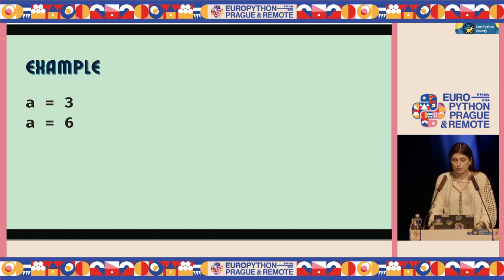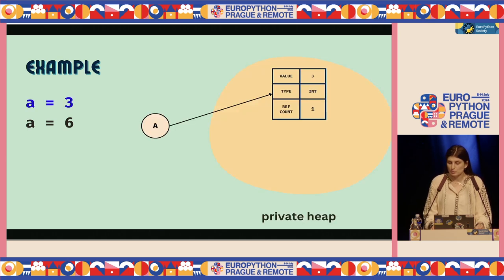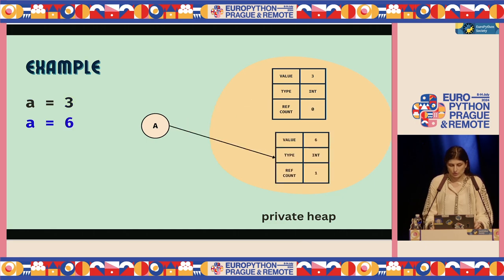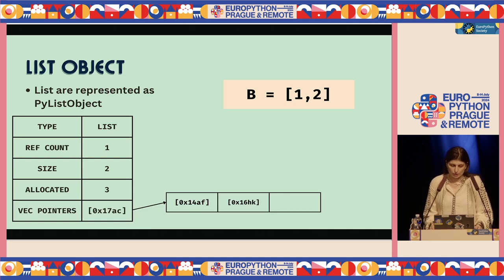But let's have a closer look at what's going on inside our memory during execution. We have two statements: 3 assigned to a and 6 assigned to a as well. When we assign 3 to a, it creates an object inside our memory: value 3, type int, reference count 1. After that, when we execute the following statement, we do not change the old object, but instead create a new object with value 6, type int, reference count 1. And for the old object, we decrease the reference count because it is no longer in use. Usually with constant data types, it will not modify the object, but instead creates a new one and abandons the old one.